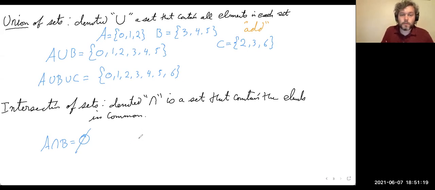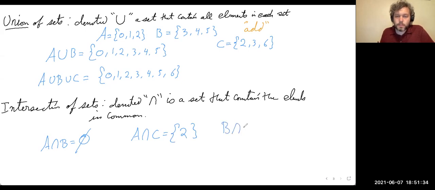However, A intersect C do have elements in common. They have the number 2 in common. So that would be just the set that contains 2. And B intersect C would be just the set that contains the number 3, because they only have the number 3 in common. So that's how you can do intersection.